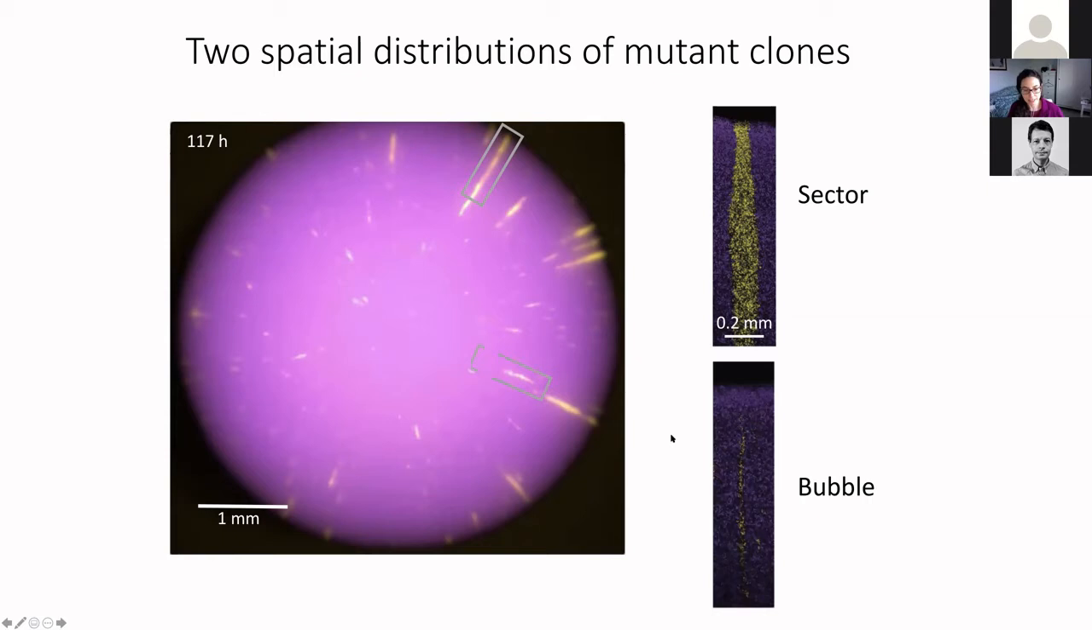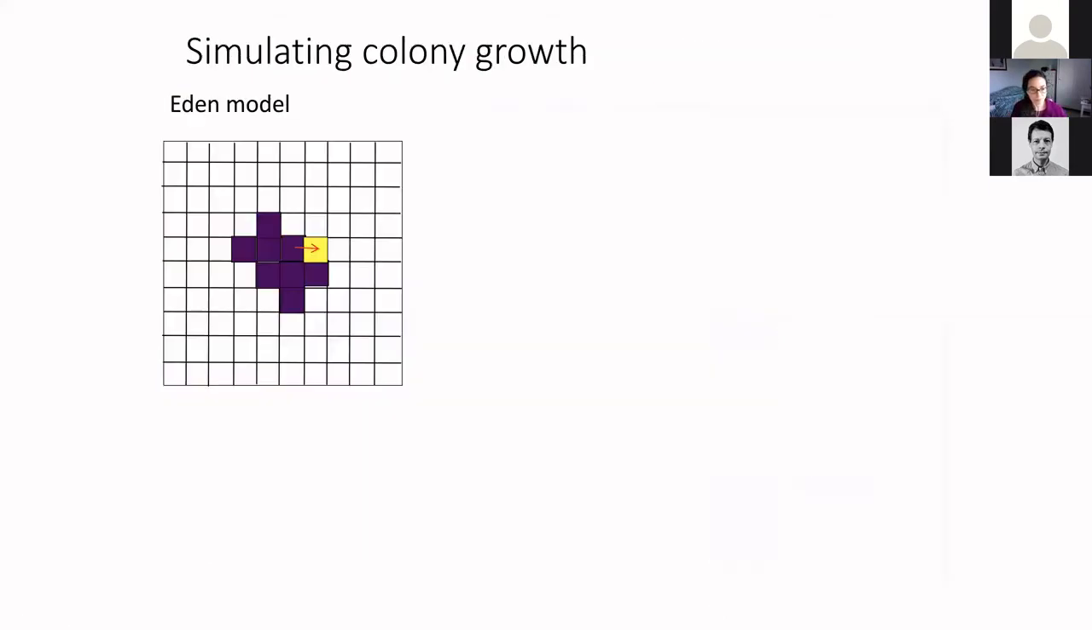Instead, we have other clones like this one here that we call bubble, where at some point the clone lost contact with the front and stopped growing, so it's stuck in the bulk of the colony and is not effectively growing. At the moment it's alive, but it's not growing.